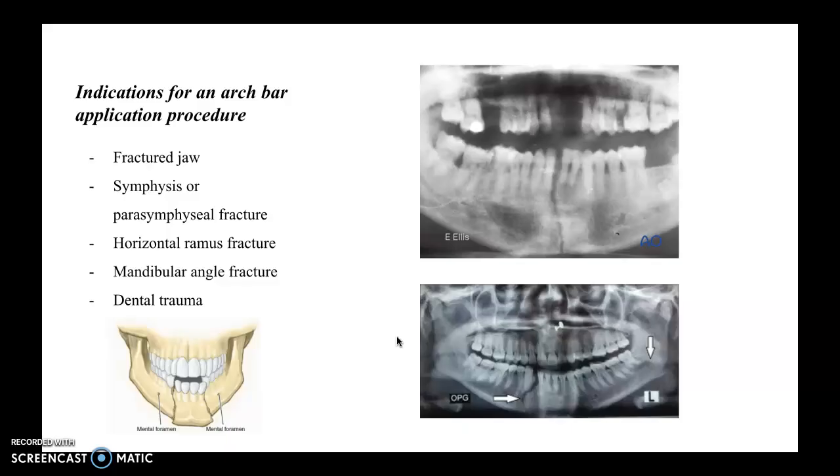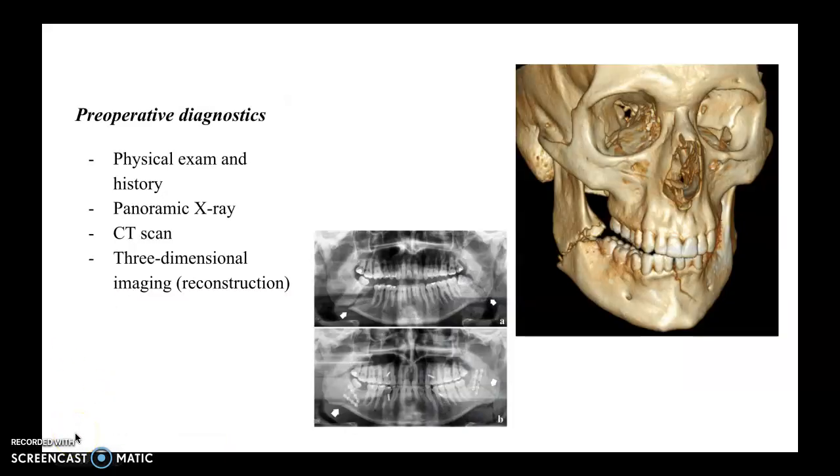So obviously, dental trauma. So preoperative diagnostics, obviously physical exam and history, a panoramic x-ray, a CT scan, or 3D imaging. That is for reconstruction. That is for pretty severe cases. Panoramic x-ray and a CT scan. This is what a 3D imaging would look like.